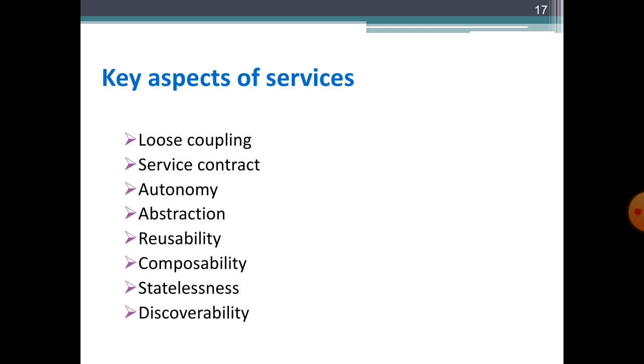Discoverable means that we are providing airline reservation, and providing hotel services. So all of these services should be discoverable, and the user should be able to utilize these services. So this is the discoverability aspect of services. So students, all of these are different aspects of services which are actually provided by the service oriented architecture.